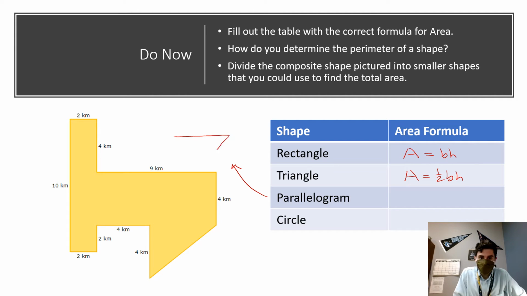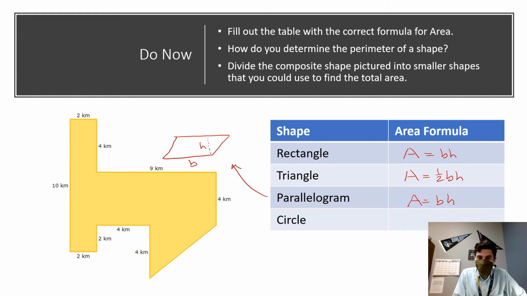It's kind of like a rectangle, but pushed onto the side. And so the height of a parallelogram would be from any point on the base to the top, and the base would just be the bottom. That's a parallelogram, and the formula is actually the same as a rectangle. A equals base times height.